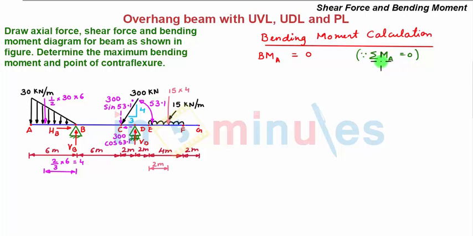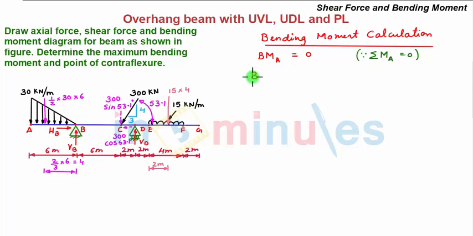Now we see that since point A is at the extreme left, the summation of all the moment about point A is equal to the summation of all the moment towards the right of A, which is nothing but the definition of bending moment at point A. Now since this summation of all moment about point A is equal to 0, the bending moment at point A will also be equal to 0. Next we move the section to point B.